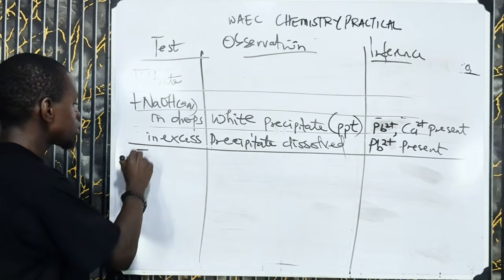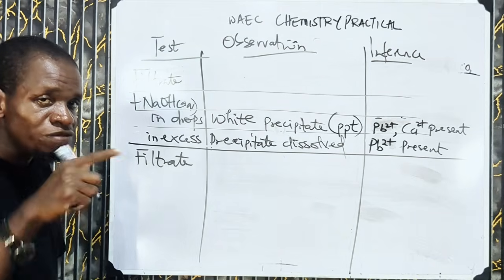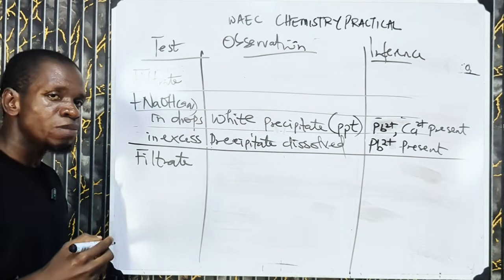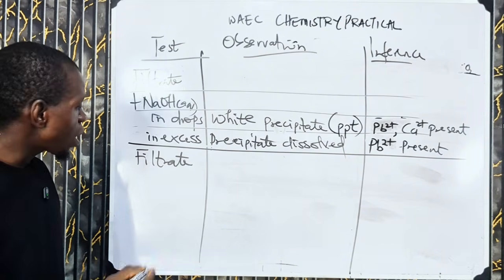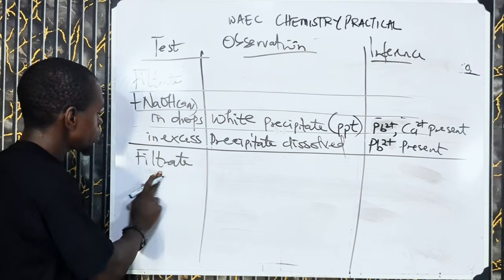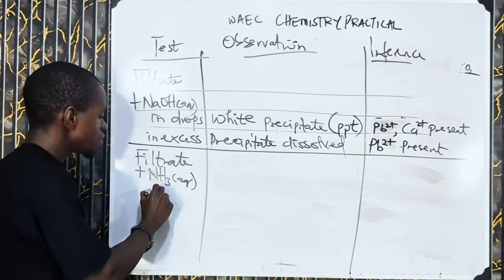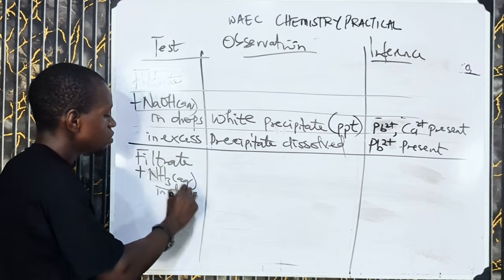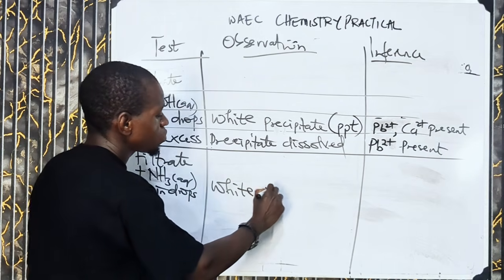Now, the next one I'm going to do is, let's say we got another filtrate. Remember the word, if they say the word filtrate, or maybe another portion, that portion that you filtered is your filtrate. And they say you should add your aqueous ammonia in drops. What is it going to give you now? White PPT. Let me use the word PPT here.